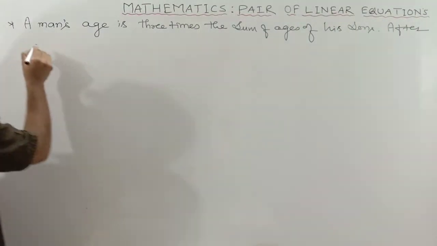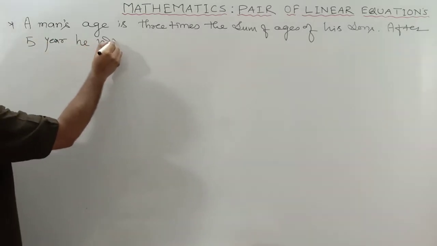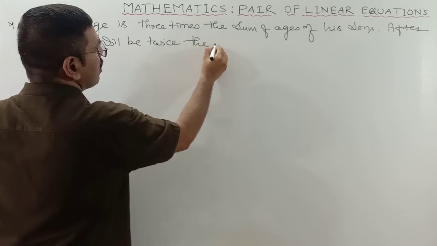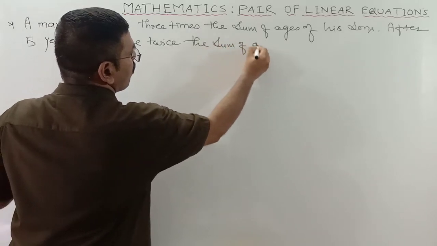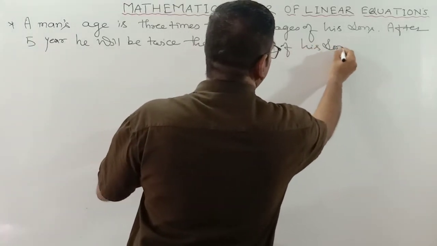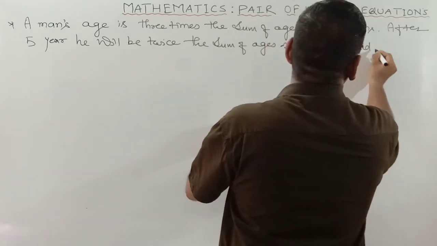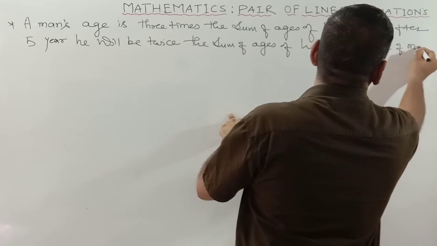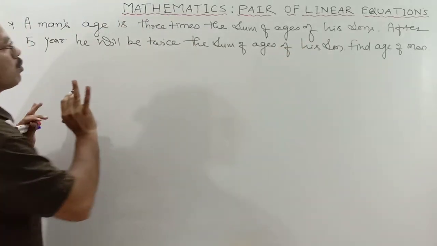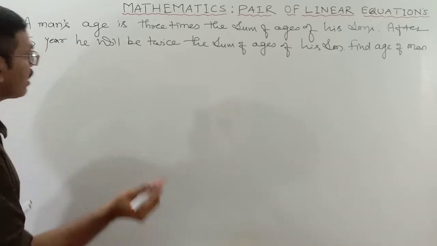After 5 years he will be twice the sum of ages of his son. Find the age of man. Okay, so that's a very simple question. See how. We'll very first start with the assumptions, as you know very well.